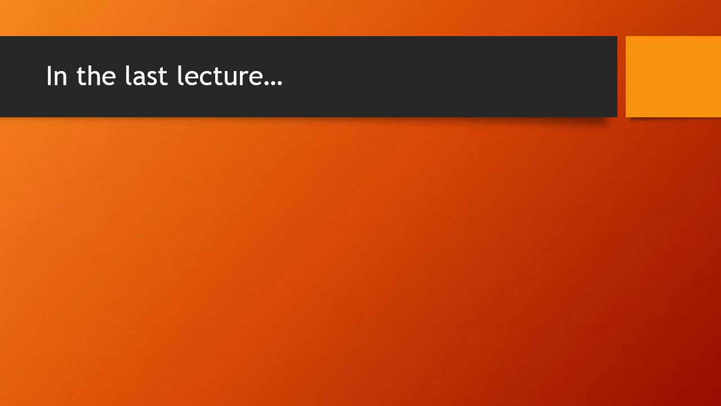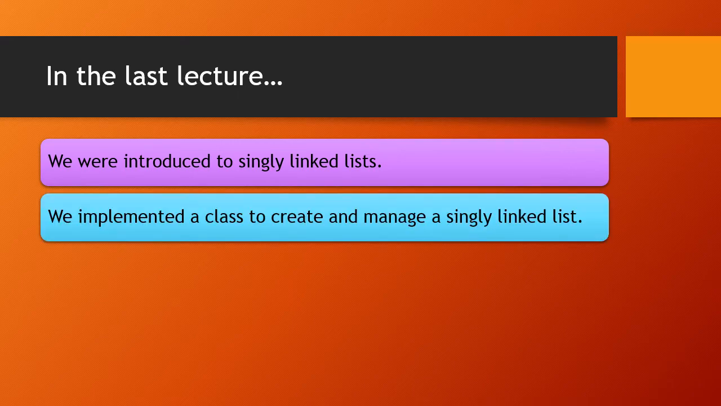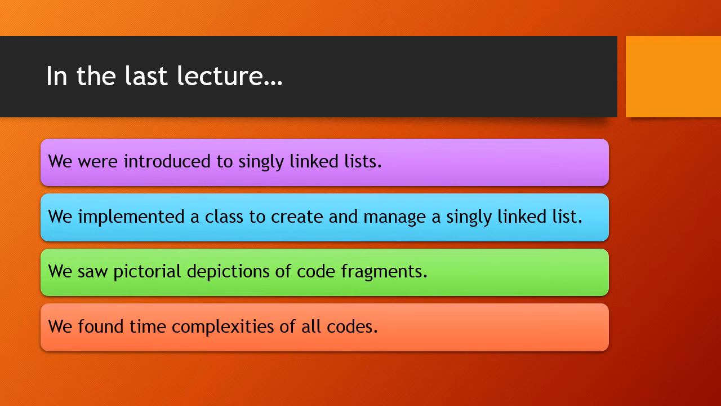In the last lecture, we were introduced to singly linked lists. We implemented a class to create and manage a singly linked list. We saw pictorial depictions of code fragments, and we found time complexities of all codes.